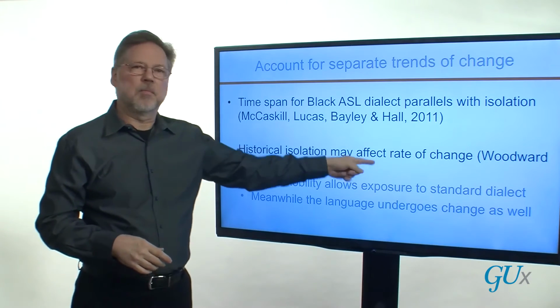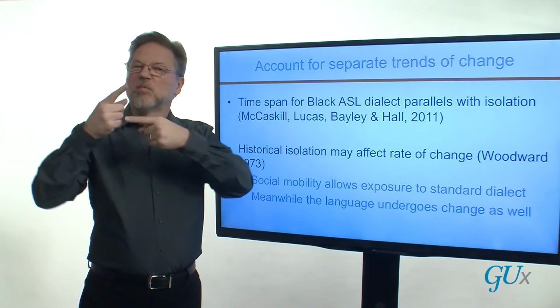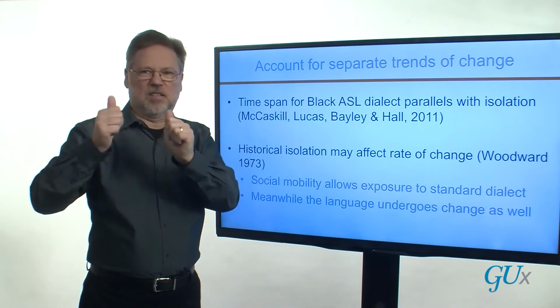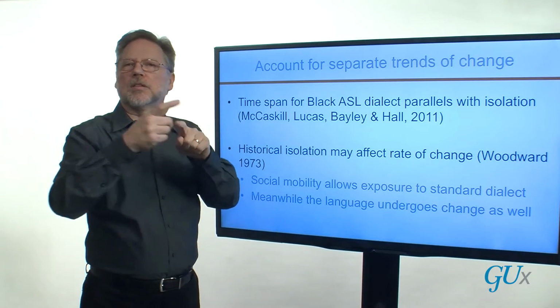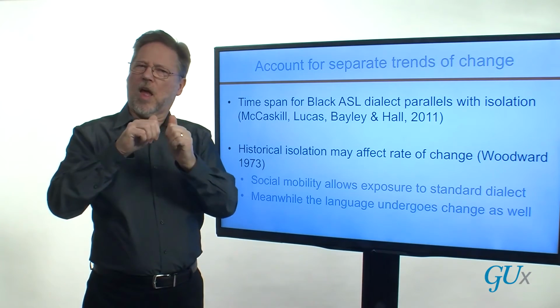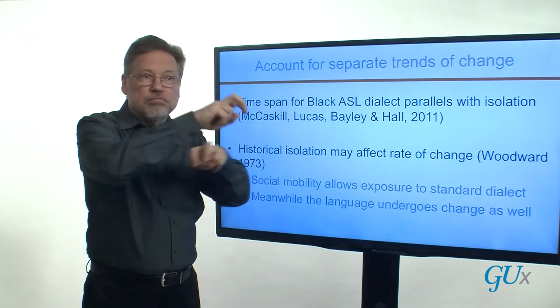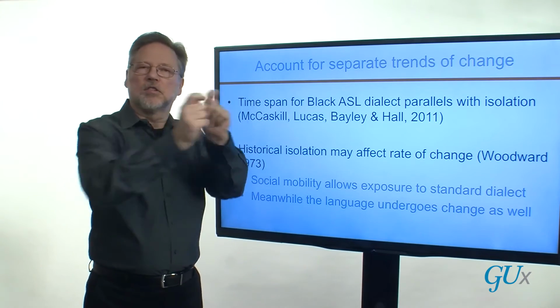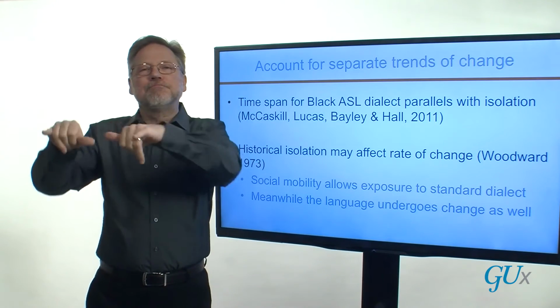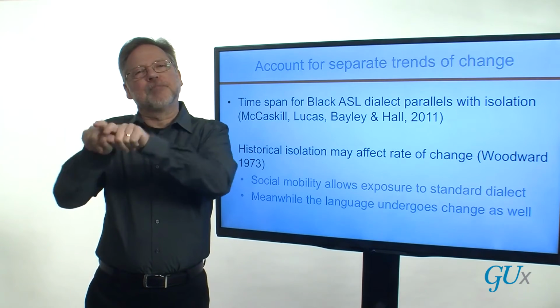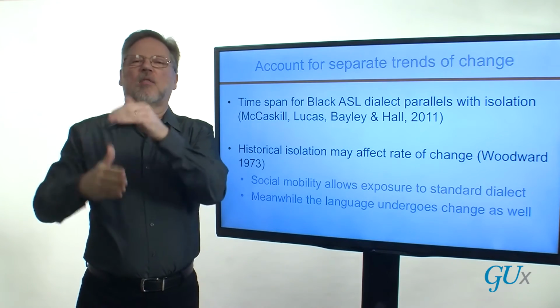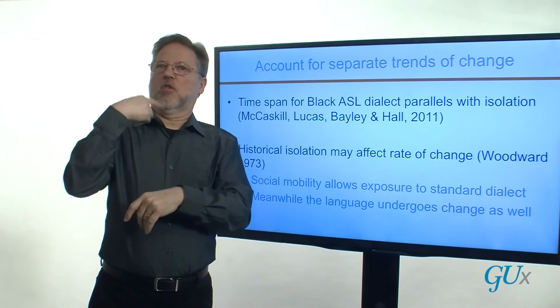This observation means that the rate of change may be faster depending on how much interaction people have with each other. The more transient a community is, the more its language will change. By contrast, communities that are more insular will keep using the same forms, so it ends up looking much like archaic signs.